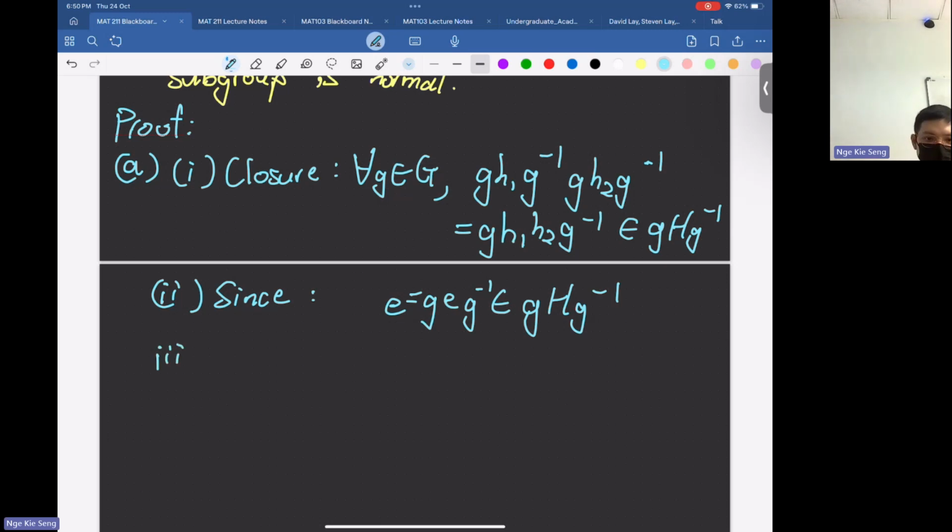And then lastly, inverse. Let's say I have g h g inverse. What's the inverse of this guy? What do you think?